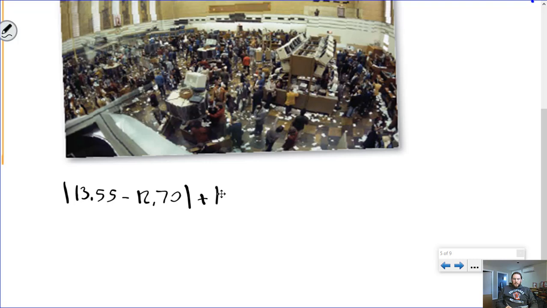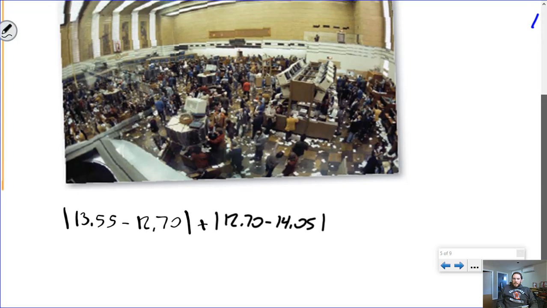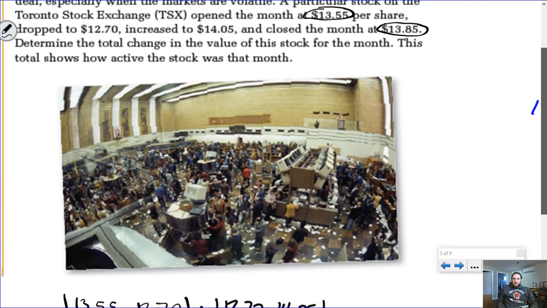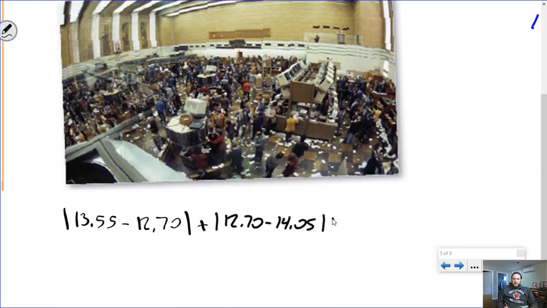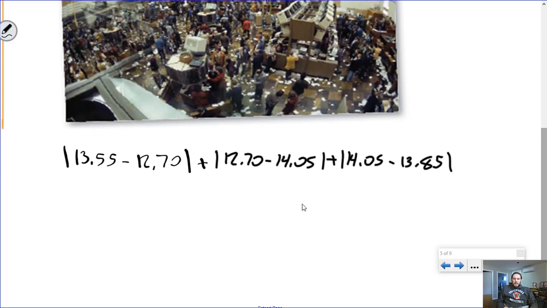So the absolute value of 12.70 minus 14.05. And then the final price change was 14.05 and 13.85. So plus the absolute value of 14.05 minus 13.85. And again, what this is going to tell me, it's not going to tell me if the stock gained a lot of money or lost a lot of money over the course of the month. All it's going to tell me is that the stock changed in value. And how much did it change?